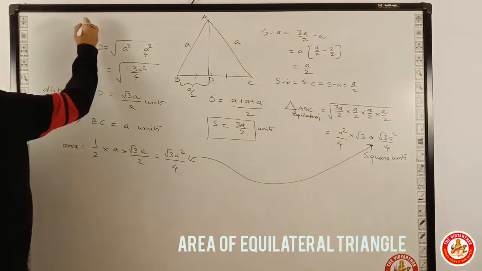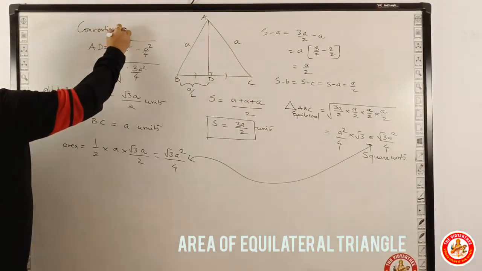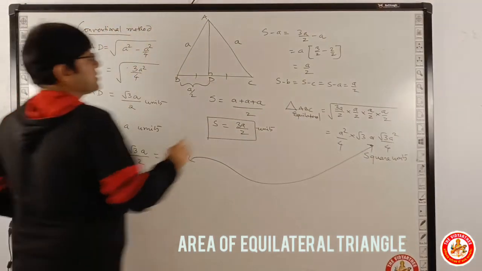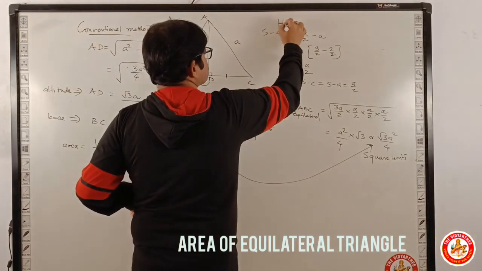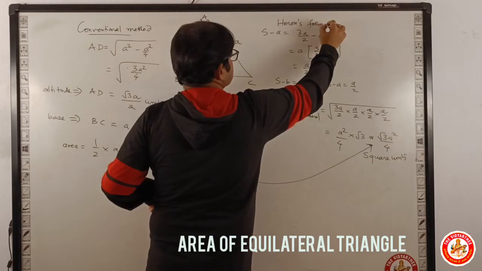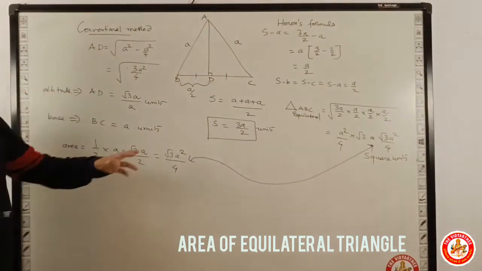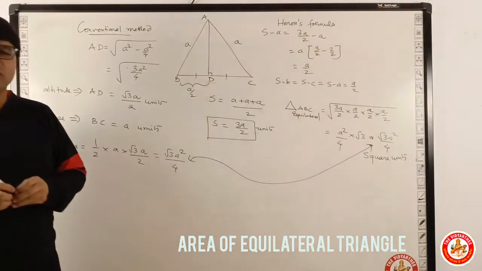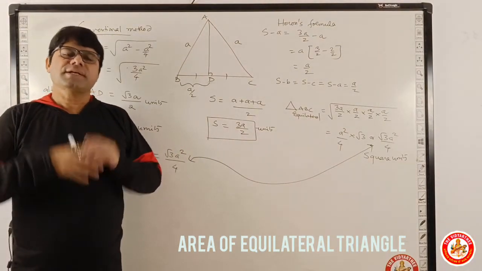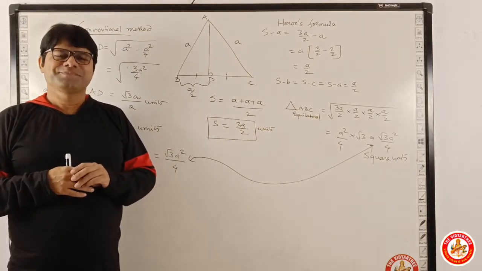So this is the conventional method, and this is your Heron's formula. So if you use either of the methods, you are going to get the same value. I hope you understand. Please pause my video, take some dimensions, try to solve this question by any of these methods. You will get the identical answers.